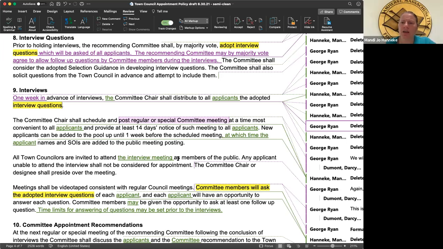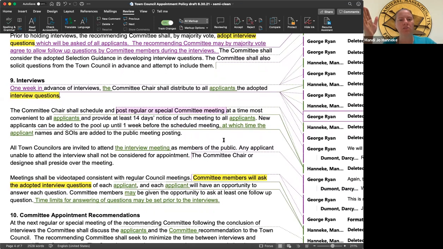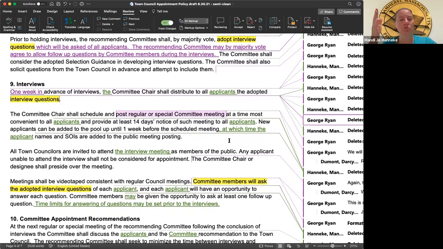So we've already stated that the applicant pool closed. What is that? It closes once the SOI deadline is met. And at that point, we don't take anybody else. So I don't understand this: new applicants can be added to the pool up until 1 week before the scheduled meeting. So this was the conflict between the two. Section 7 says the applicant pool closes at the deadline for submission to the SOI, and section 9 says the applicant pool closes at the posting of the applicant names. And there's a 2 day or 1 day window between those two.